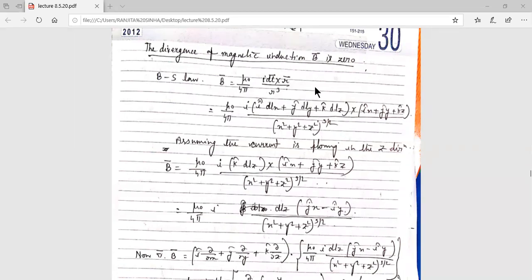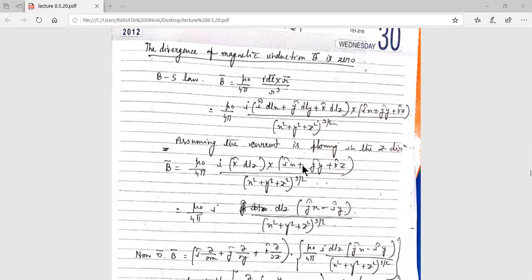Now this is the expression of the magnetic field. We are assuming that the current is flowing along the z direction. So what is B? Mu 0 by 4 pi. If the current is flowing only along the z direction, then the dlx and dly components do not exist. Which component exists? That is k hat into dlz. For simplicity of calculation, we are taking dl as k hat into dlz, since the current flows only in the z direction.